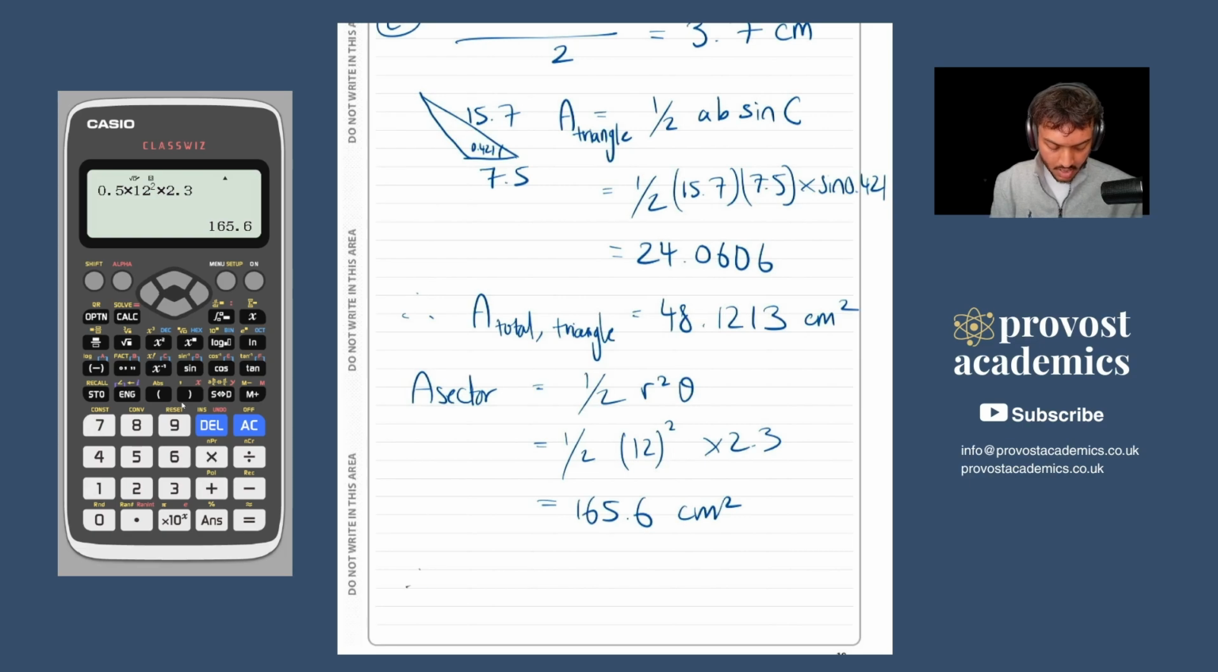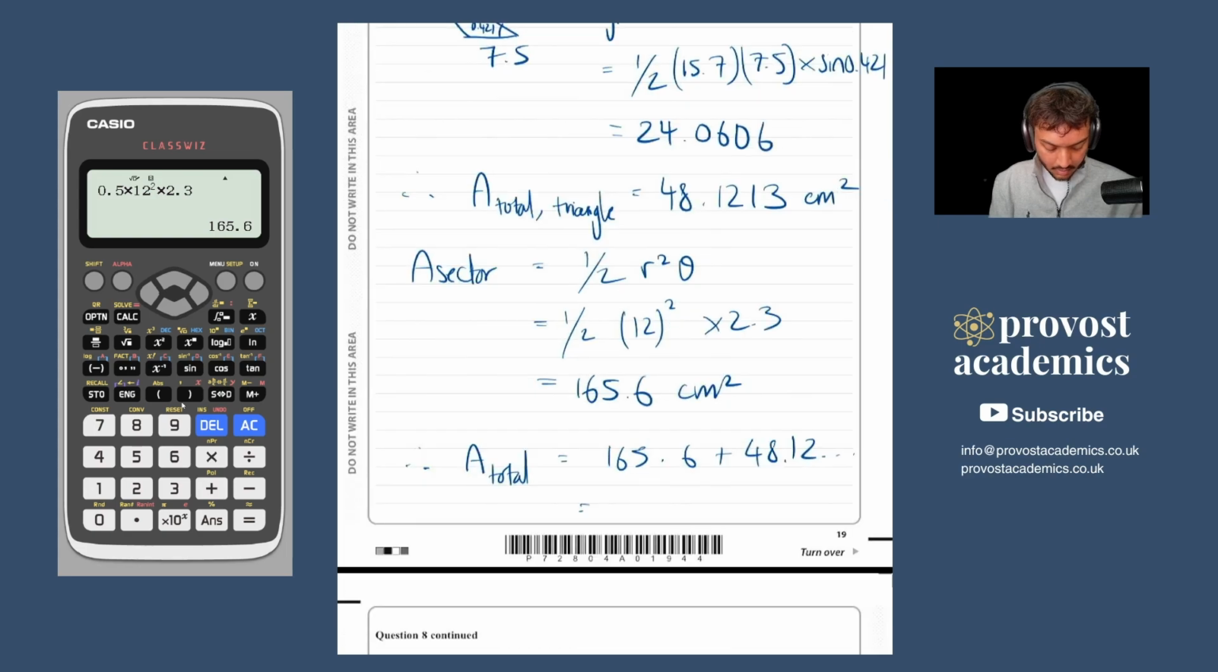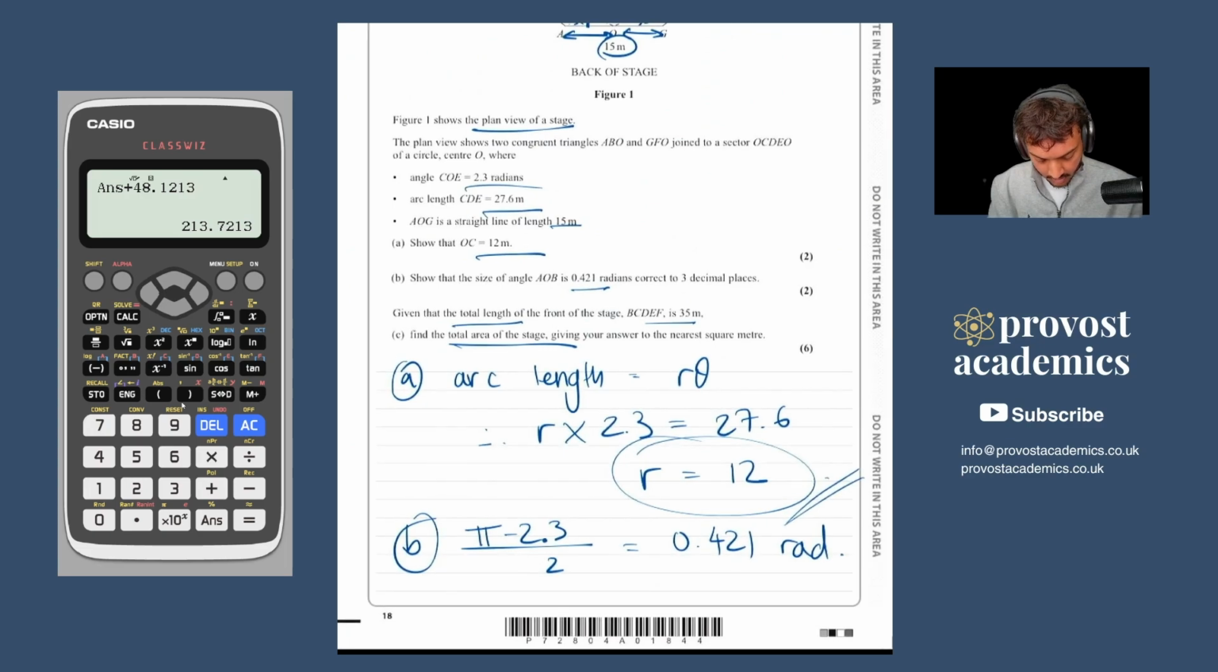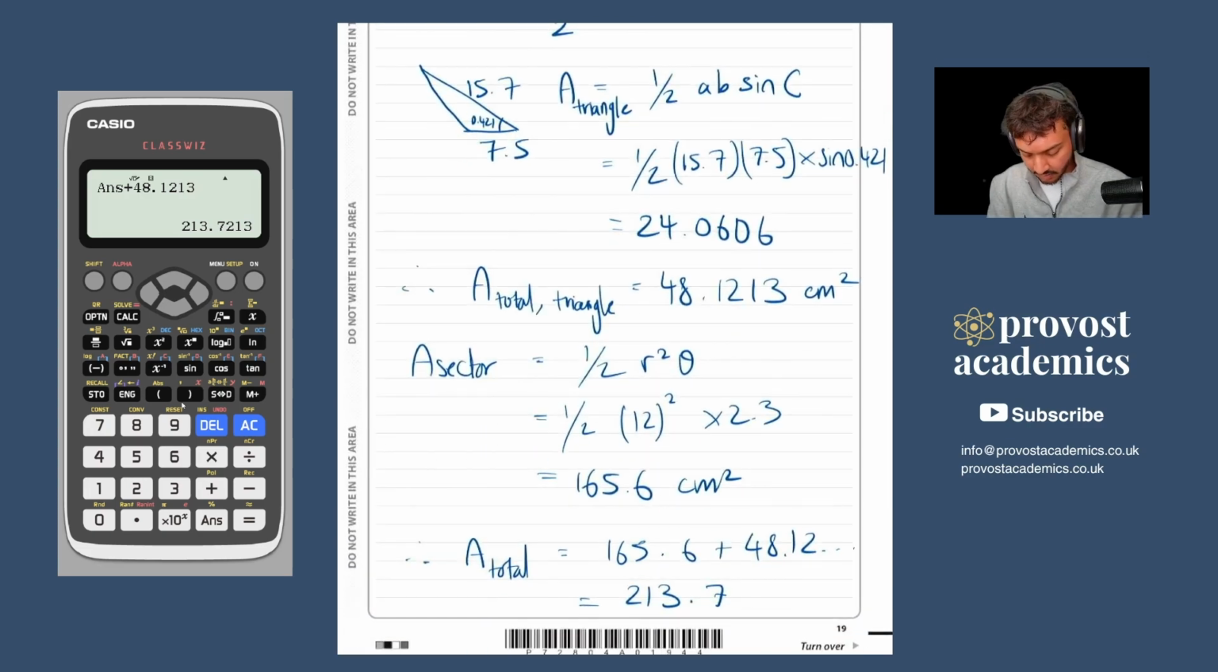165.6 centimeters squared. So therefore my total area is going to be 165.6 plus 48.1213 to give me 213.7. How many decimal places? Nearest square centimeter. So actually we're looking for 214 centimeters squared, and that's my area.